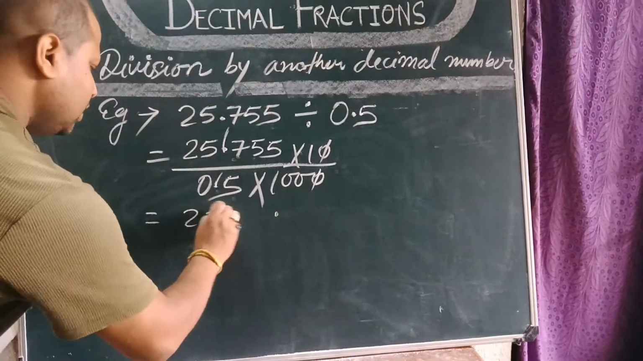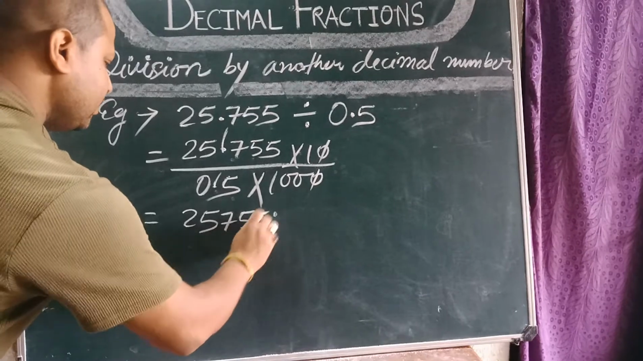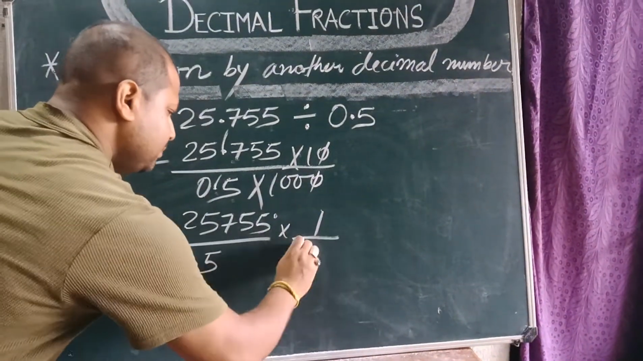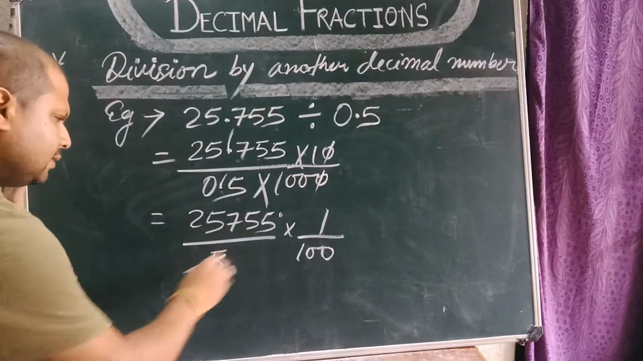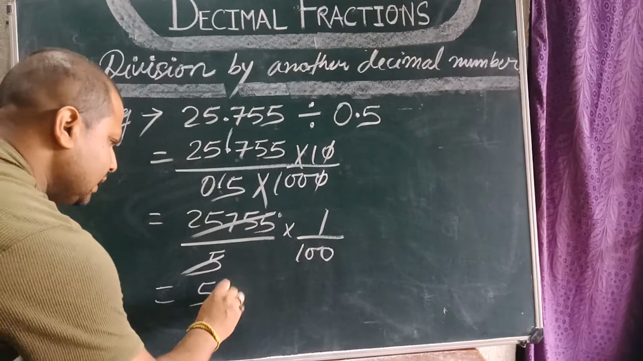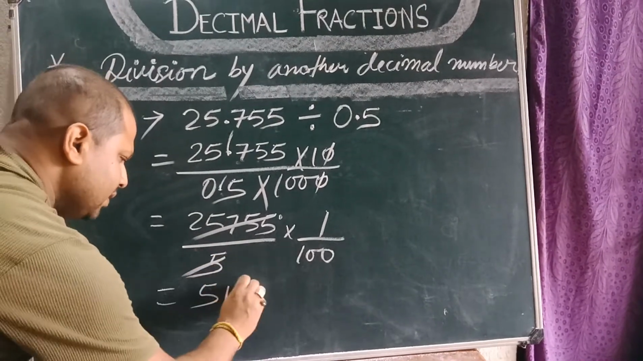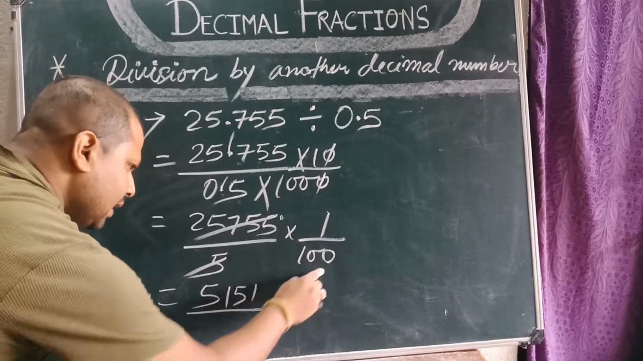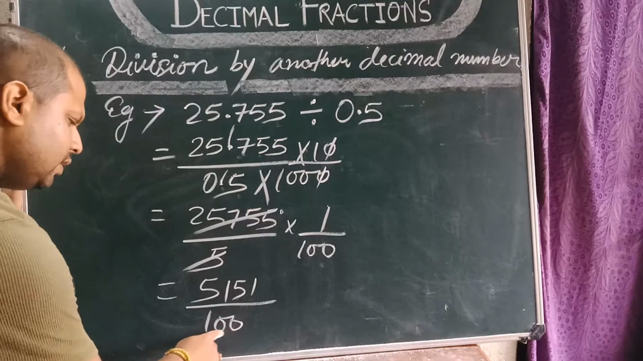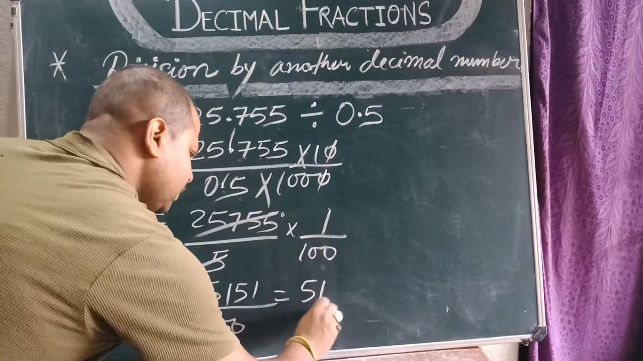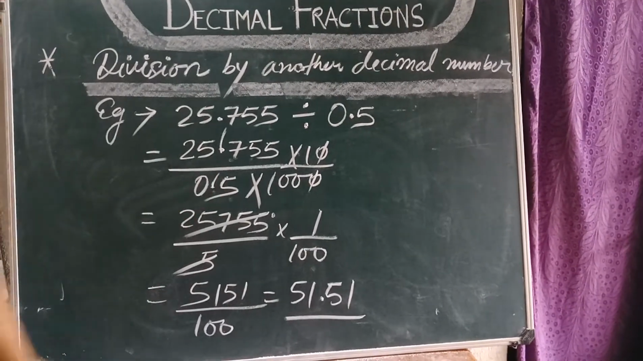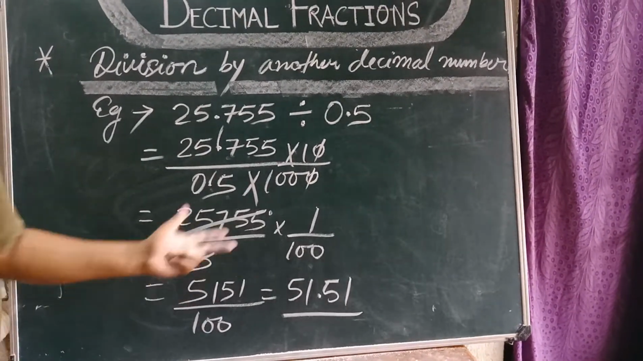Now we have 25.755 by 5 into 1 by 100. Now cancel it out. 5 5s are 25. 5 ones are 5. 2 left. 5 5s are 25 and 5 ones are 5. And divided by what? 100 is there. So 51.51. This is the way we can go through without actual division.